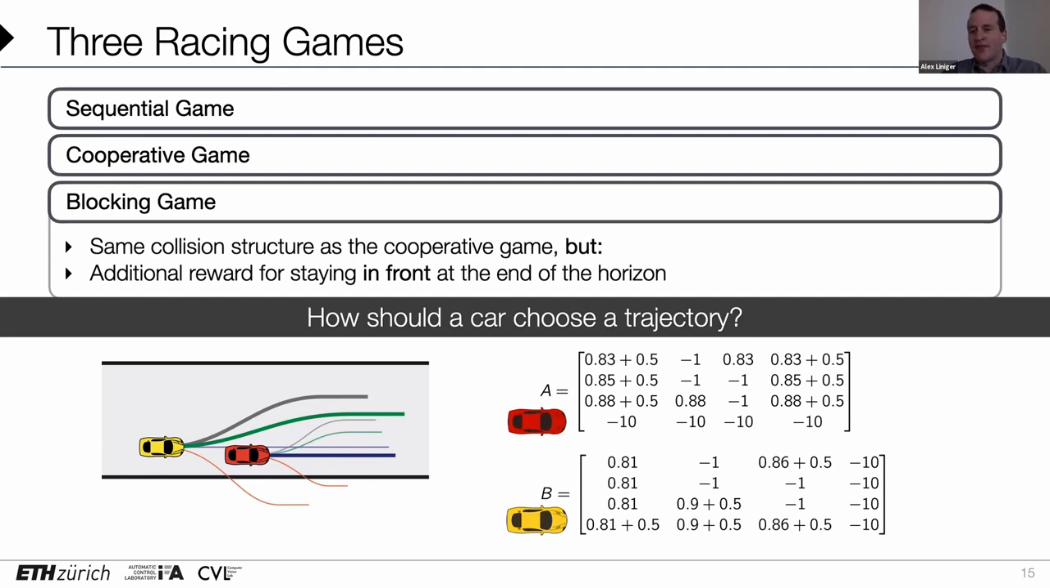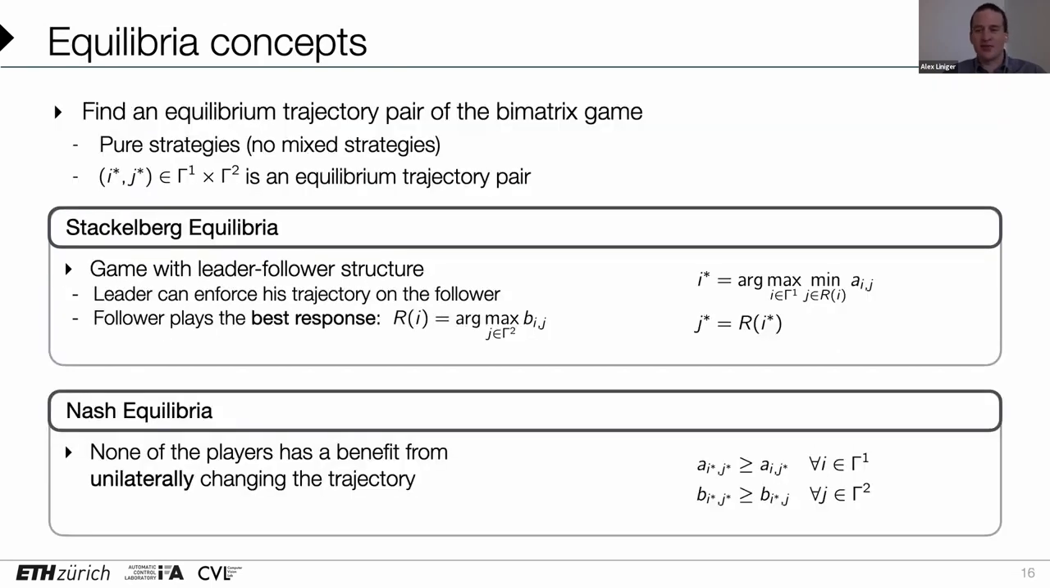So I think you already should know how to choose the trajectory. It will be game theory. And so here I really look into pure strategies. And I call an equilibrium trajectory pair basically A star and J star. And for this work, we have two equilibrium types which we are interested in.